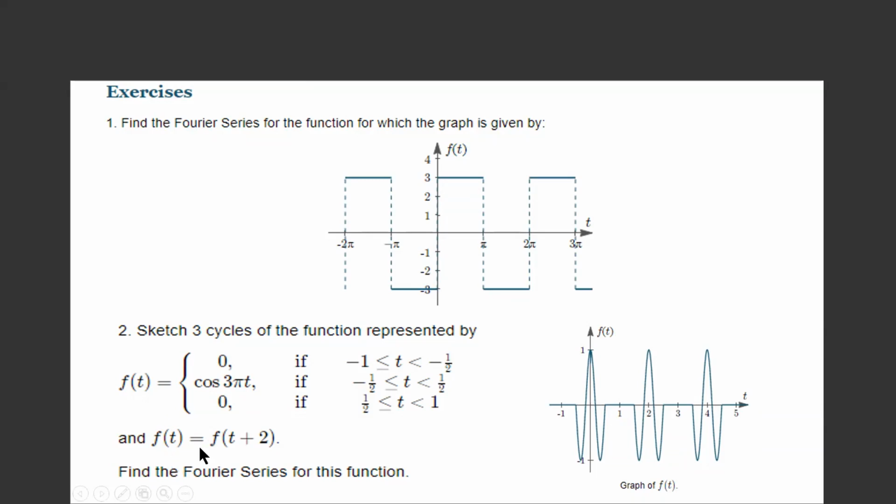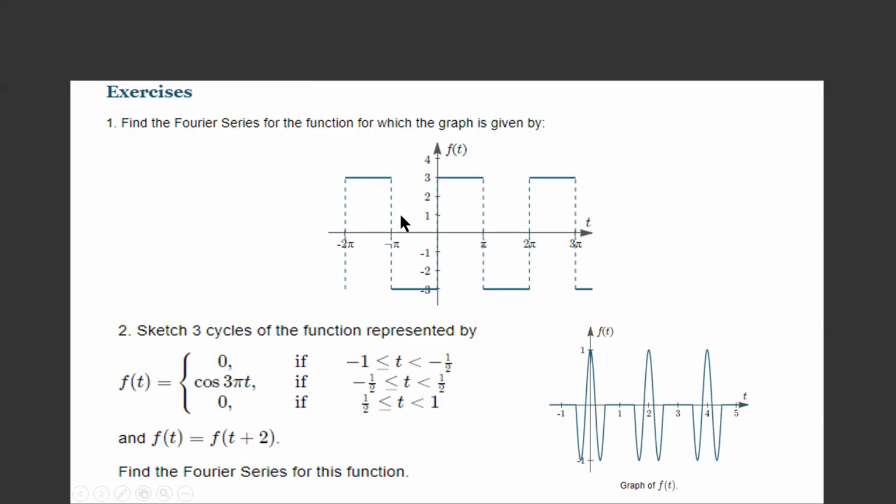Why is he writing this one? What does it mean? f of t equal to f of t plus 2 means my function is periodic and the period is 2. So the period T is equal to 2, or the period 2L equal to 2.